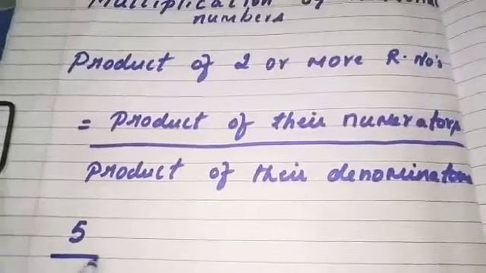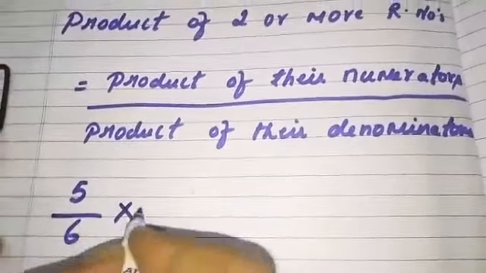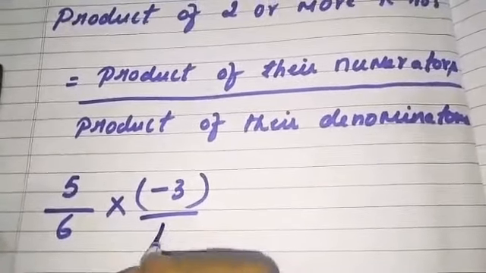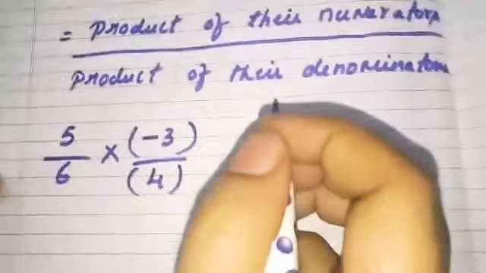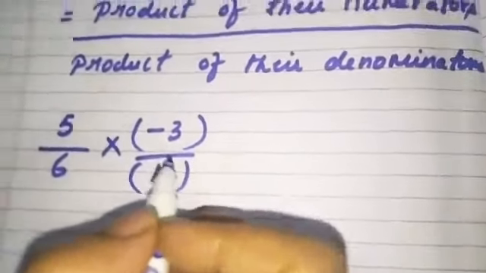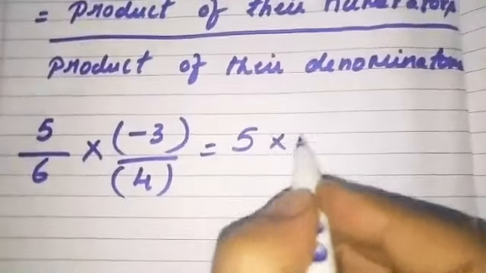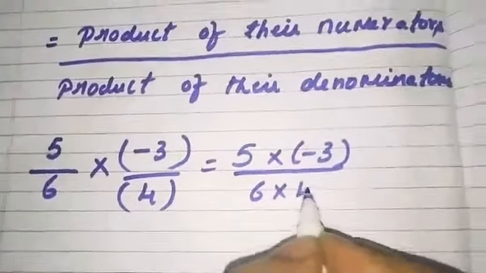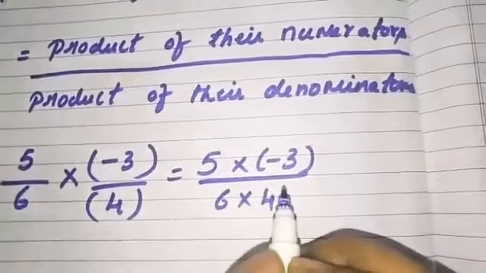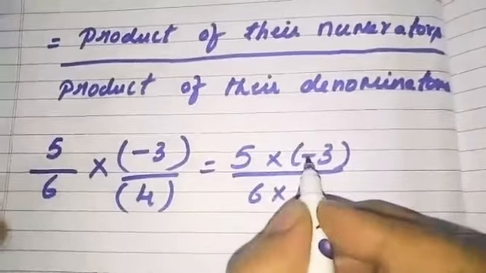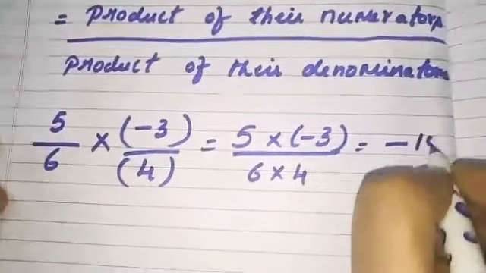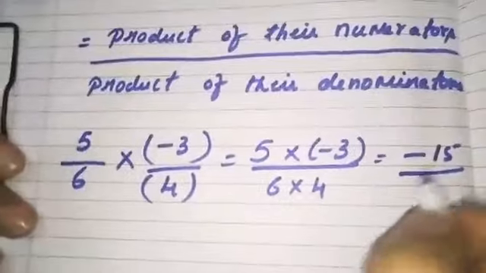Let's say 5 by 6 is one rational number, multiplied by minus 3 by 4, which is another rational number. Now we are directly multiplying numerator with numerator and denominator with denominator. So it's going to be 5 into minus 3 divided by 6 into 4. First, let's multiply the signs. Plus into minus is minus, and 5 times 3 is 15, and 6 fours are 24.